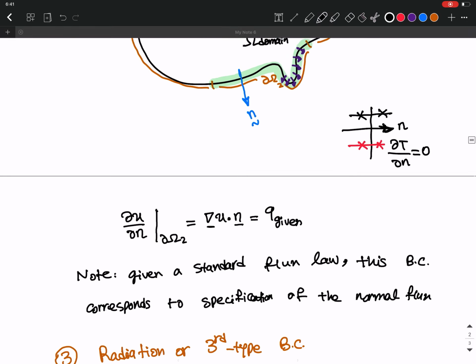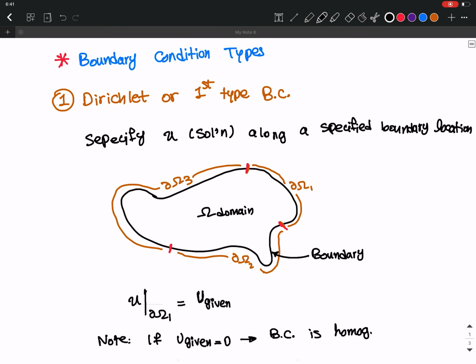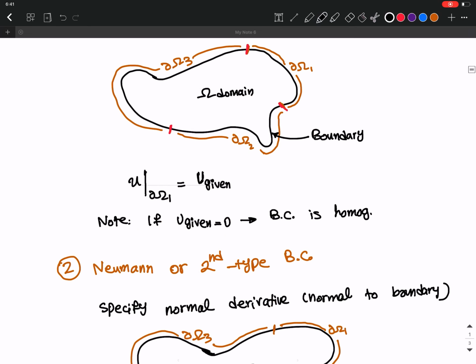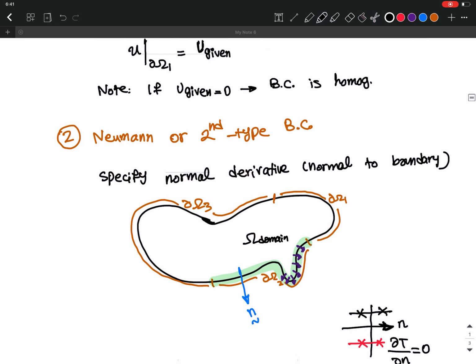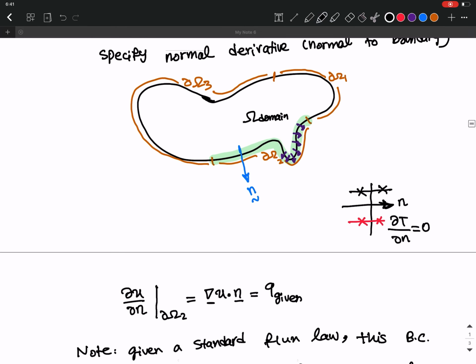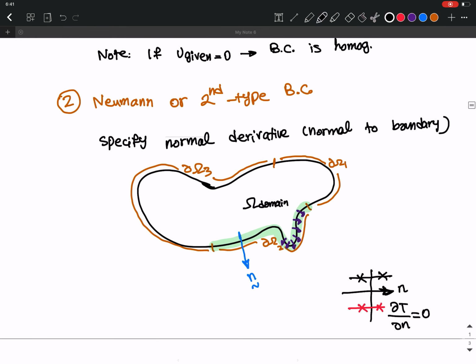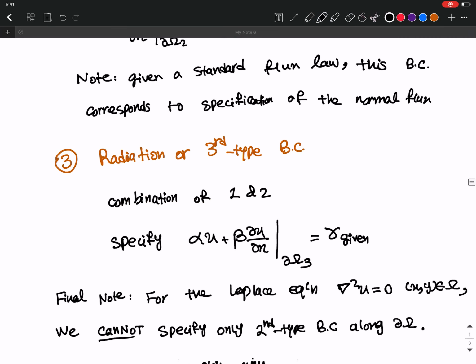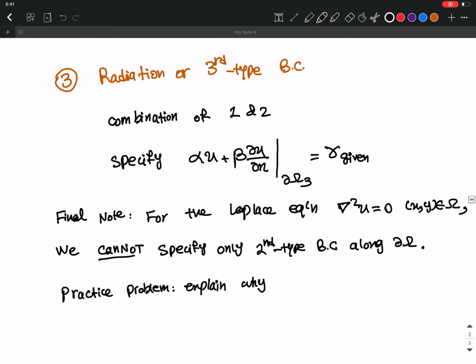This is kind of the summary of the boundary conditions that we are going to face mostly in this class and in general in most engineering problems. Dirichlet, or first type boundary condition, where you just specify your solution along a specified boundary location. Neumann, second type boundary condition, where you specify the normal derivative. And the third one is radiation, or third type boundary condition, which is just a combination of the first and second one.